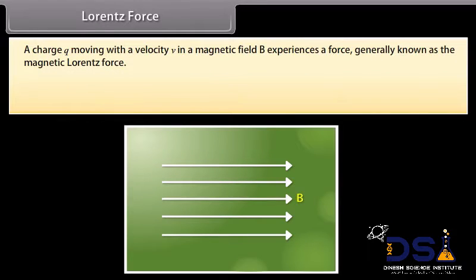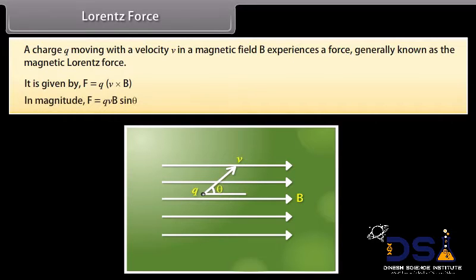Lorentz force. A charge Q moving with a velocity v in a magnetic field B experiences a force generally known as the magnetic Lorentz force. It is given by F is equal to Q into cross product of v and B. In magnitude, F is equal to QvB sin theta.